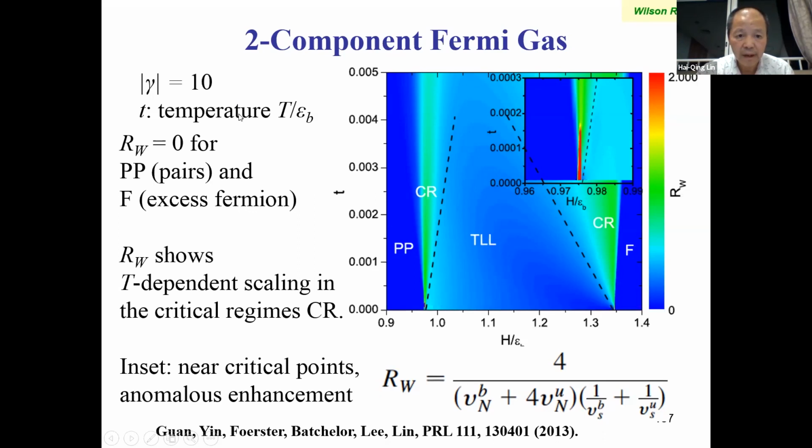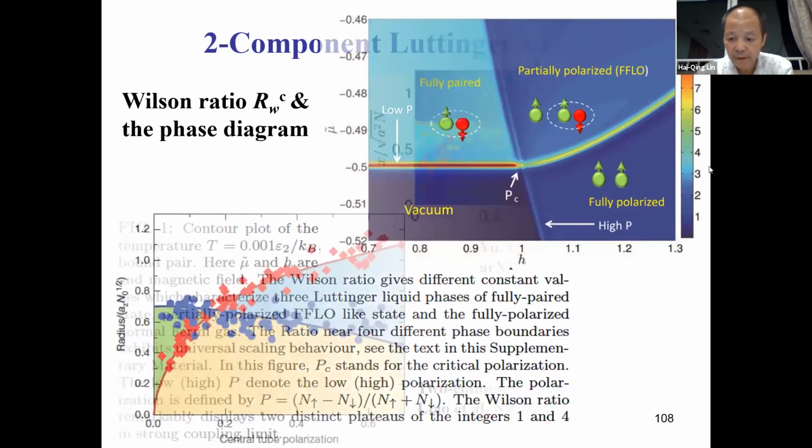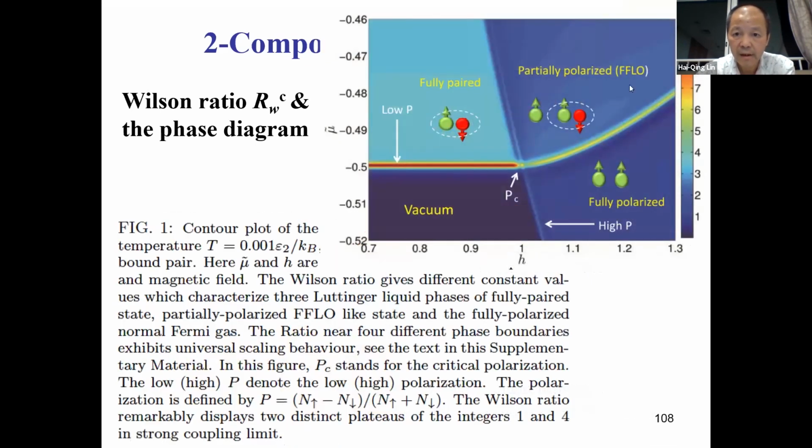Now, this picture is obtained by calculating the Wilson ratio as defined by Wilson. However, in this case, actually particle number is changing. So if I use a different Wilson ratio, as I said before, defined by the particle number fluctuation over spin fluctuation, then this is the picture I will get, which is much more clear than before. Okay, you also see in this phase vacuum, then all are unpaired, and all atoms are paired, and then partially paired is the FFLO state.